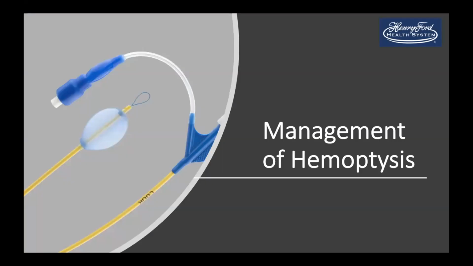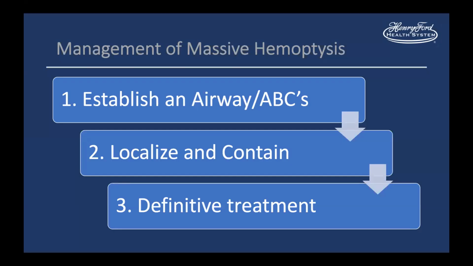Next, we're going to dive into talking more about the management of hemoptysis. So three main things to remember. Basically, one, you want to establish an airway and maintain your ABCs. Two, you want to localize and contain the source of bleeding. And then after you do one and two, then definitive treatments for the hemoptysis.